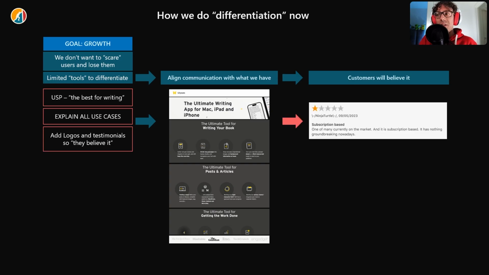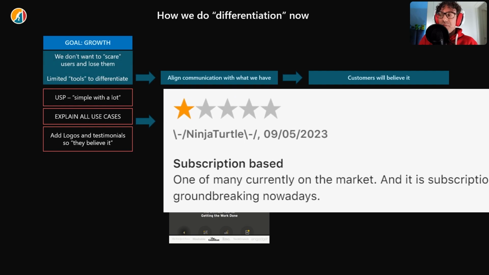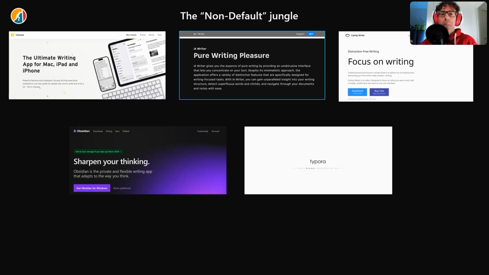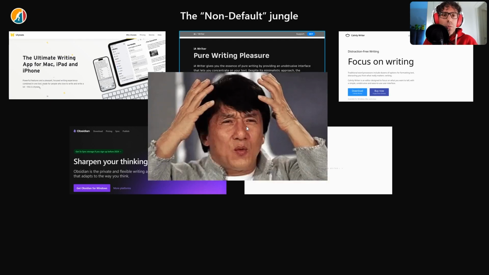Does that happen? Let me zoom in for you. We are trying to be different. We are trying to help users choose us. And what we got is somebody that says one of many on the market. Exactly the opposite. Back to square one. Saying we are the best when everyone else is doing the same thing and we are all for everything is not going to get us anywhere.